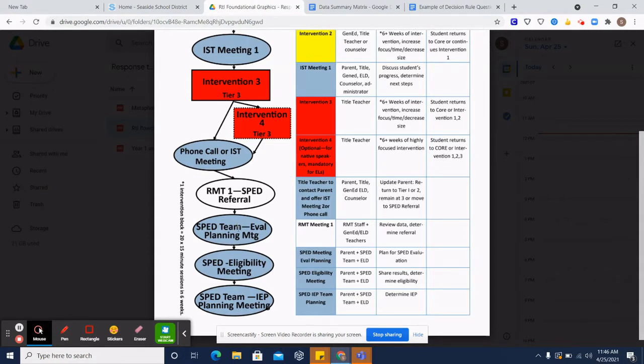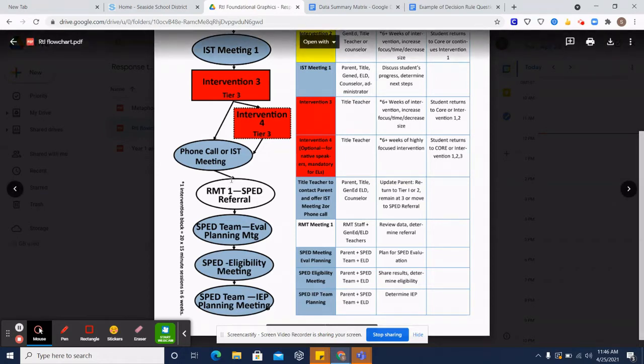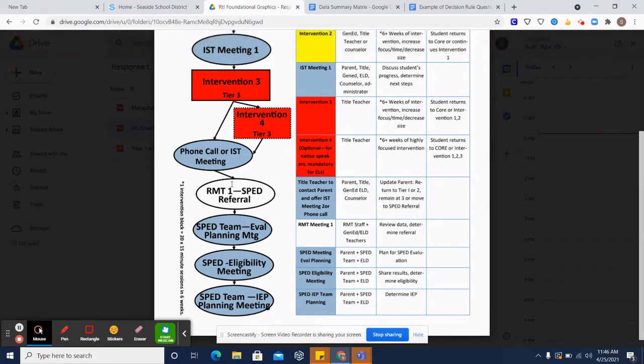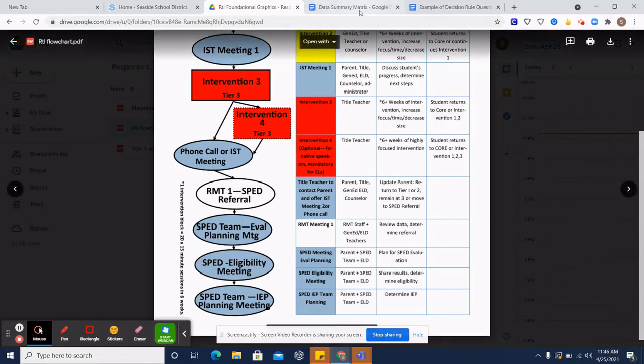If the referral appears to be a good referral, it goes on to the evaluation planning team, and then goes for an eligibility meeting, and then an IEP planning meeting. So we really wanted to make sure that we did a good job of checking here. Did we do all of the things that we could possibly do to be sure that this ELD student had every opportunity to move forward, and that we truly do suspect a learning issue and not just a language issue?